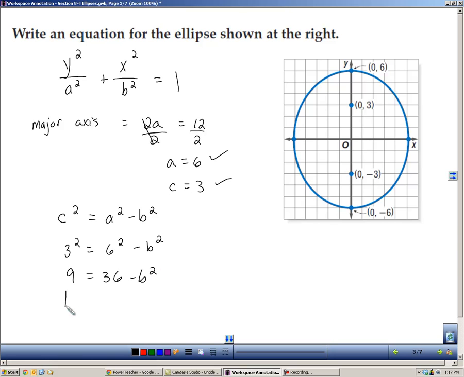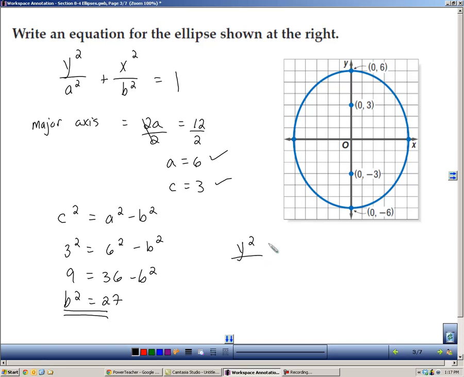So I'm going to move the b squared over here, and then I'm going to subtract 9. And so now I find out that b squared is 27. Now that's really all we need to know, because with b squared being 27, I know my a is 6, which means my a squared is 36.